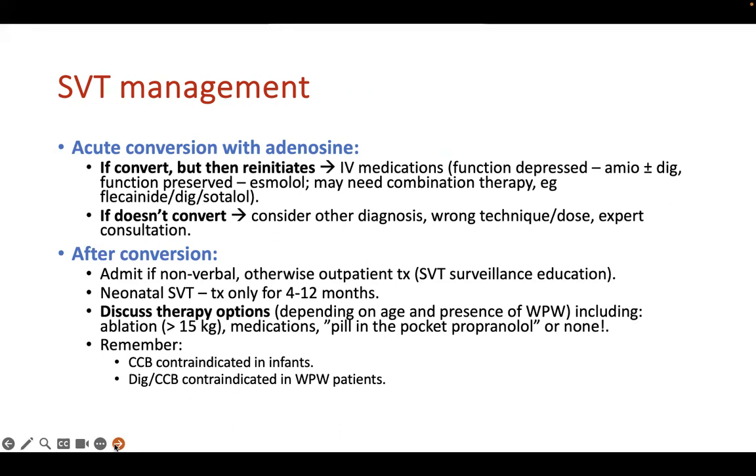I don't wait for the second episode unless the family really wants to. I usually treat, especially if the patient is nonverbal, until they are able to speak, and they are usually at 15 kilos and above, and we offer ablation. If they don't want ablation, we can stop the medication and educate the family. If there are recurrences, you have to go to the ER and do adenosine, or use pill-in-the-pocket propranolol, or as-needed propranolol.